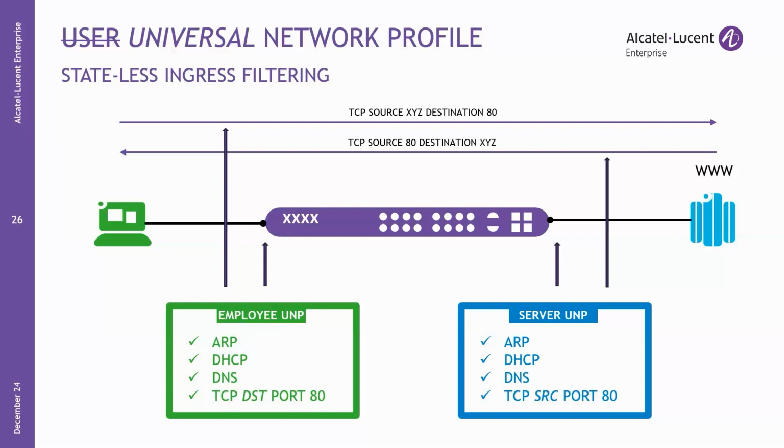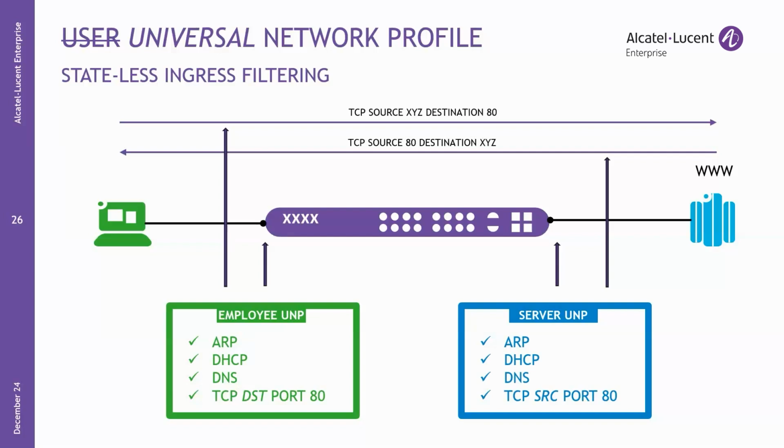Of course, you can have a situation in which only one of the devices, either the client or the server, is mapped to a UMP. That means that the other device, at least at the access layer, has an implicit allow all, which is the default if you don't use ACLs.